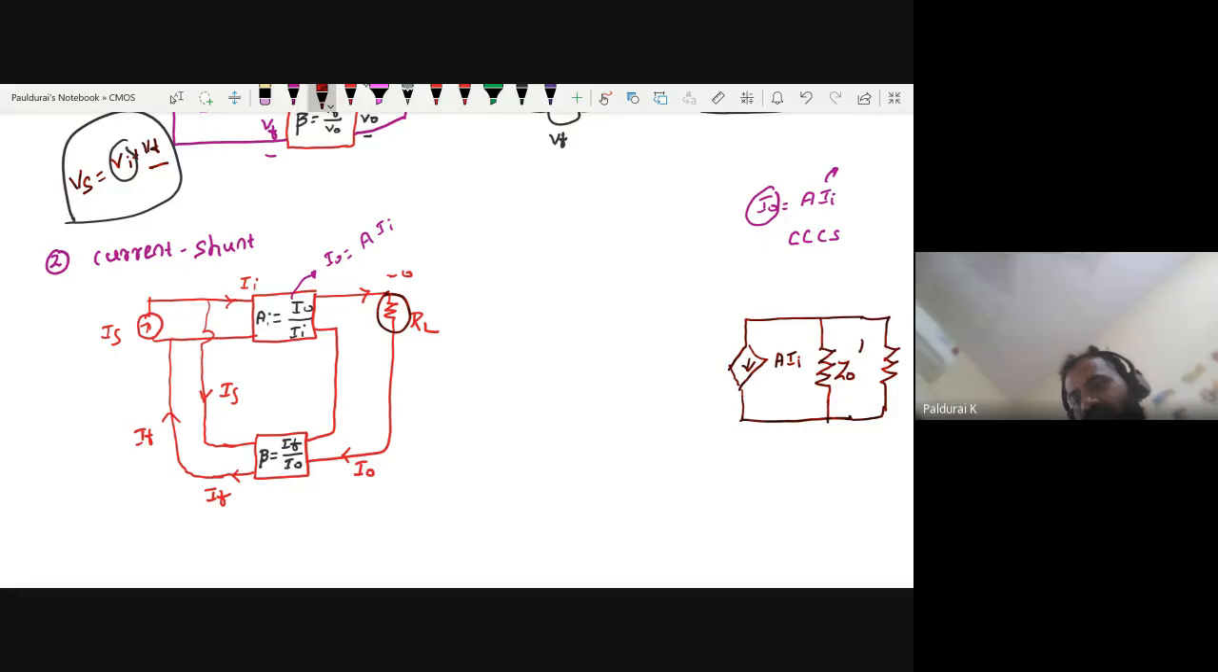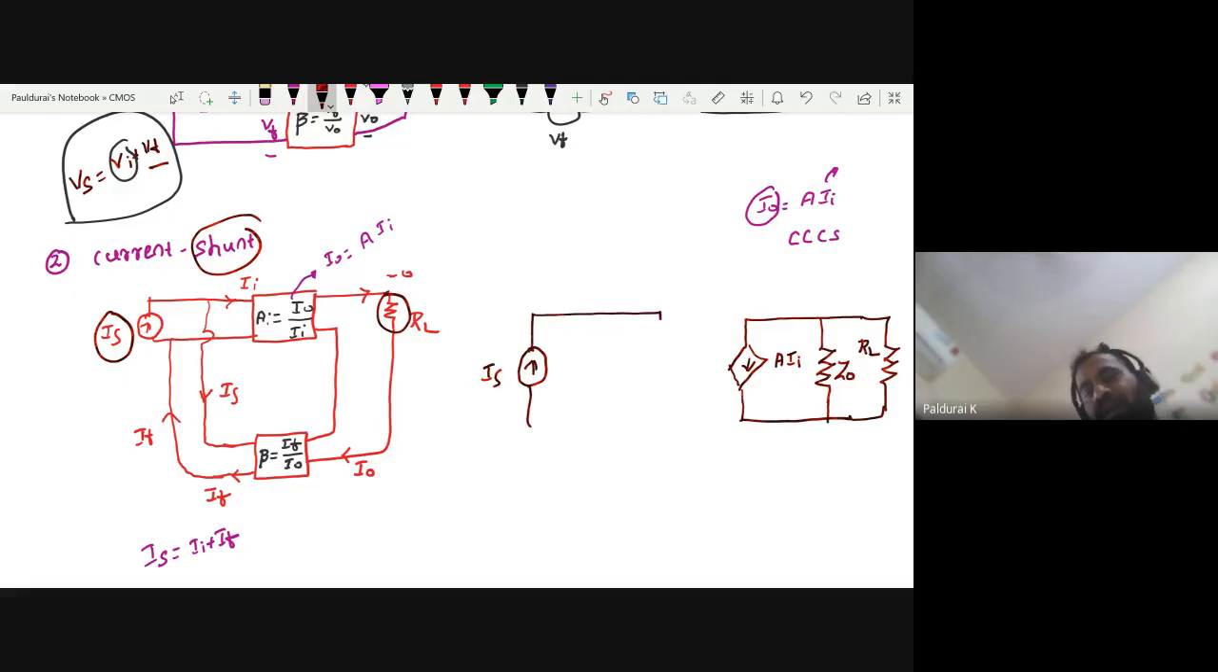This is my R. This is my output side. Coming to the input side, this time it is shunt mixing of IS. So you want to apply KCL. It will give you IS equals II plus IF, right? So this is my input side. This time shunt current mixing. So IS, all are parallel, right?